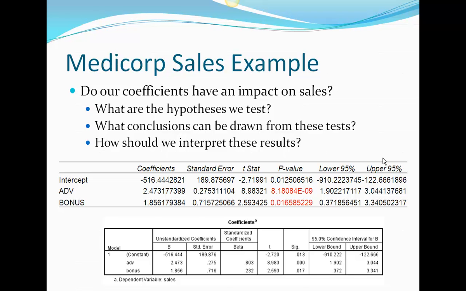And you'd be 95% confident that advertising does have a statistically significant impact on sales, and the same can be said for bonus, looking at that p-value of 0.0165 or 0.017, depending on whether I'm looking at Excel or SPSS.